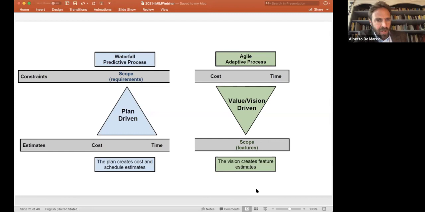One is the more traditional predictive process. And the other one is quite different. On the contrary, it's an opposite approach or paradigm that has been evolving and developing over the last 20 years, and we call it more innovative, but it's just because it's younger than the traditional predictive process. It is what we call the adaptive process or agile project management.